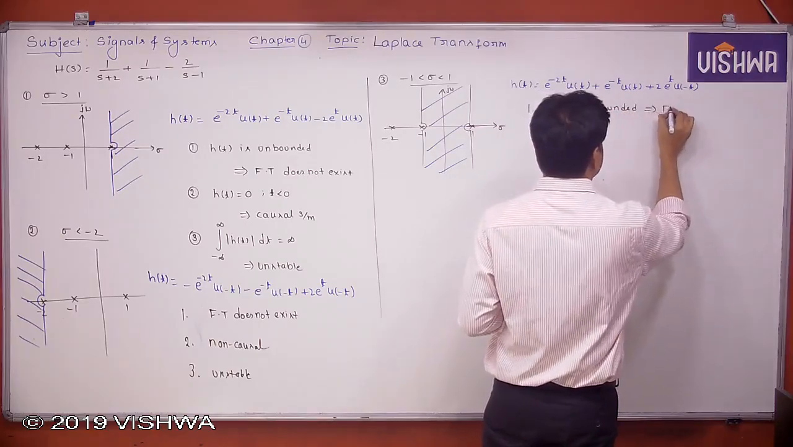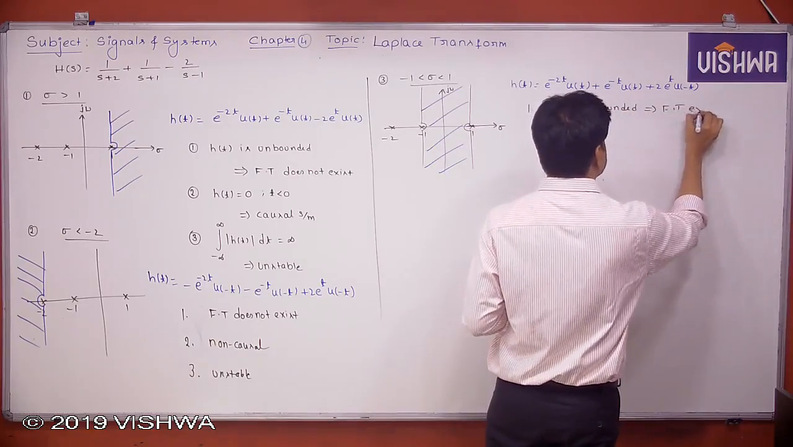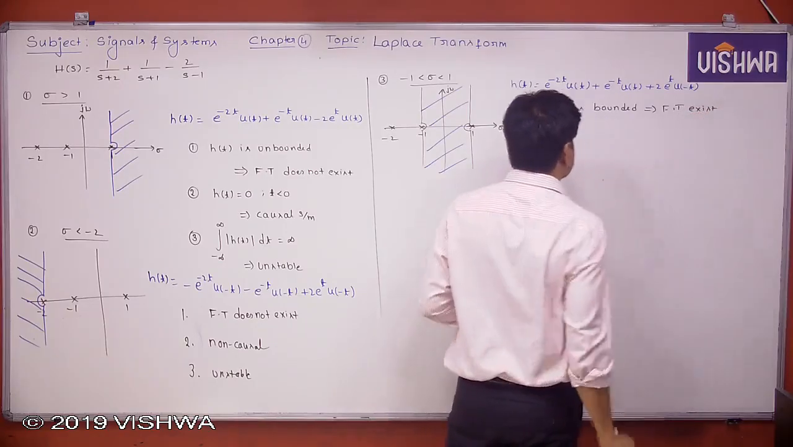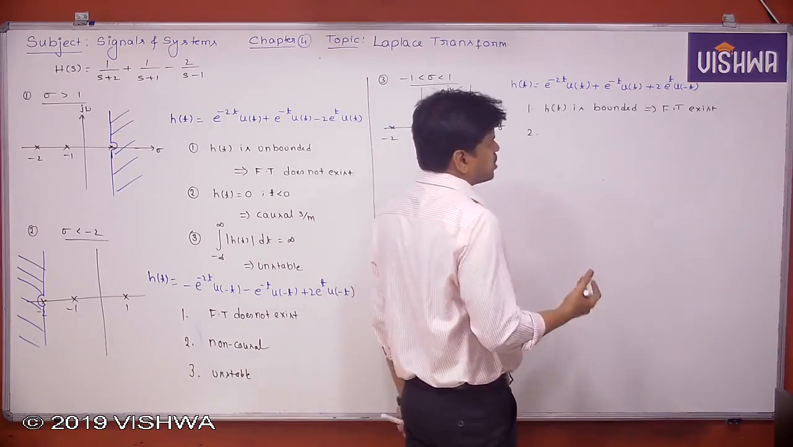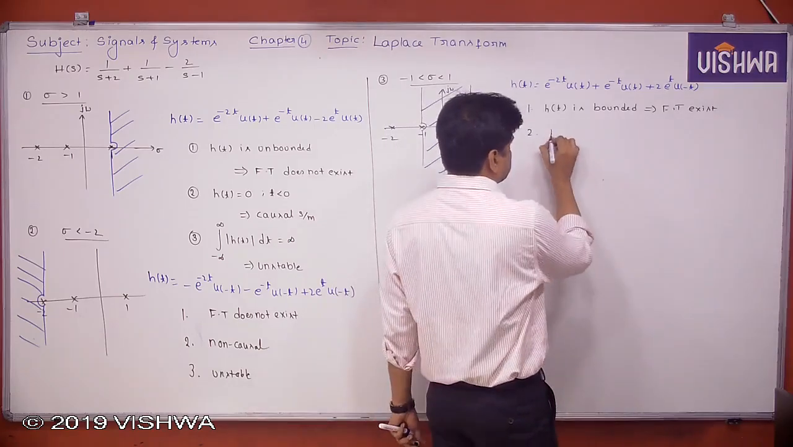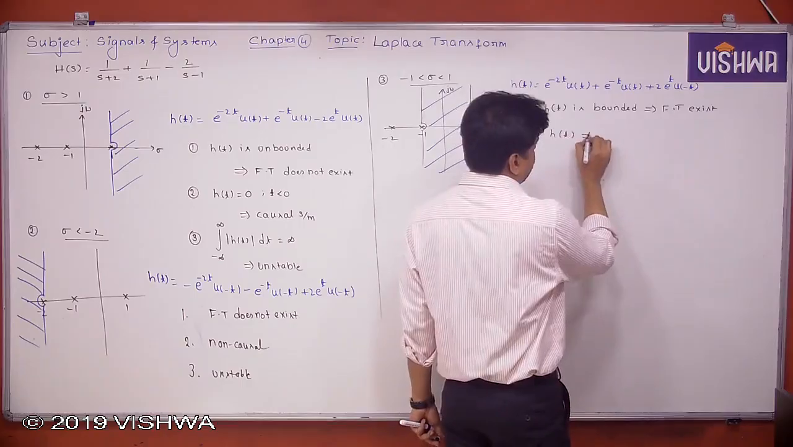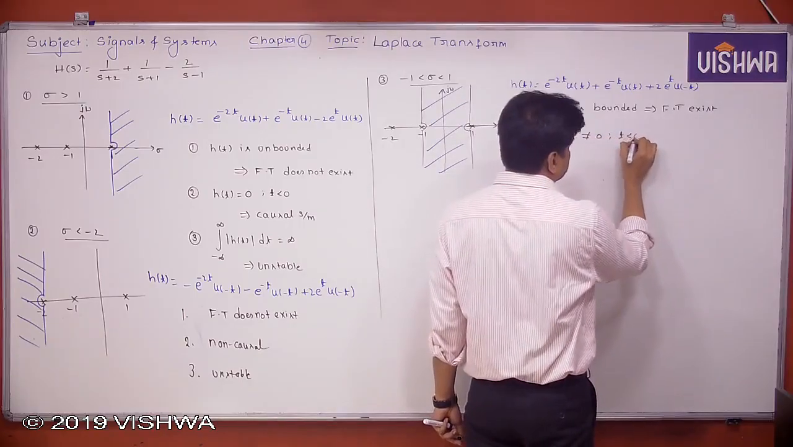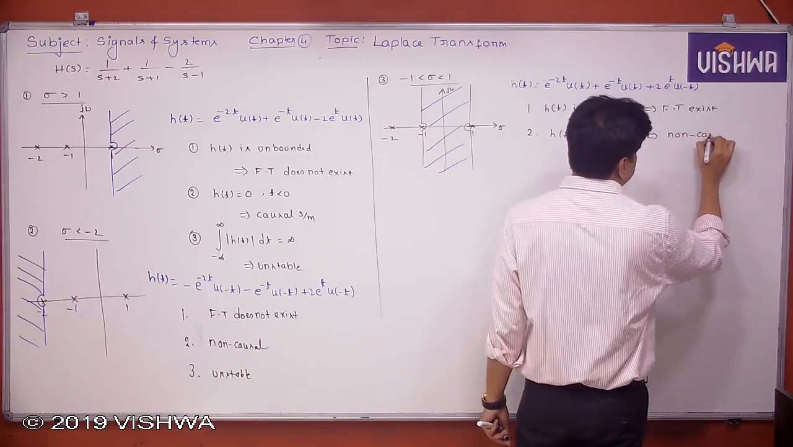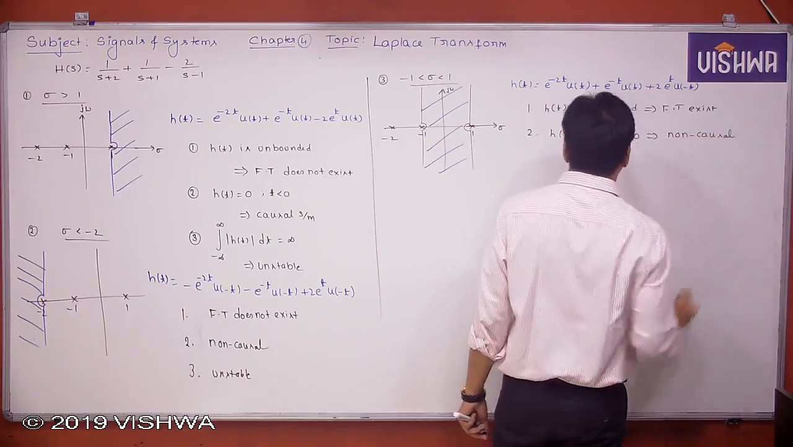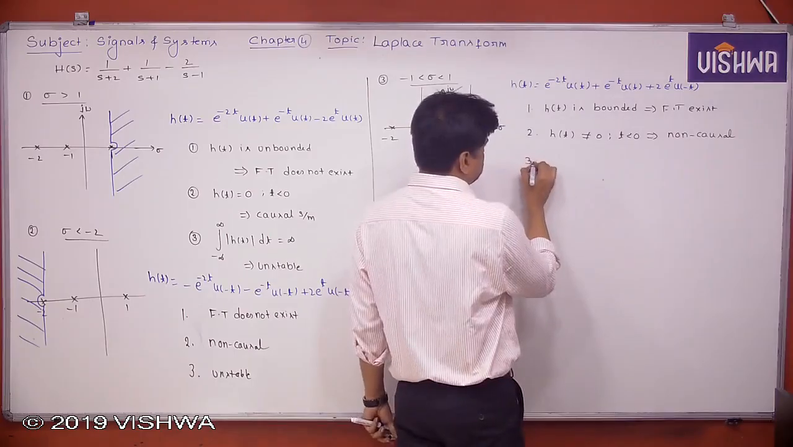That implies Fourier transform exists. Next, h of t, is it equal to 0? No, h of t is not equal to 0 for t less than 0. That implies non-causal.